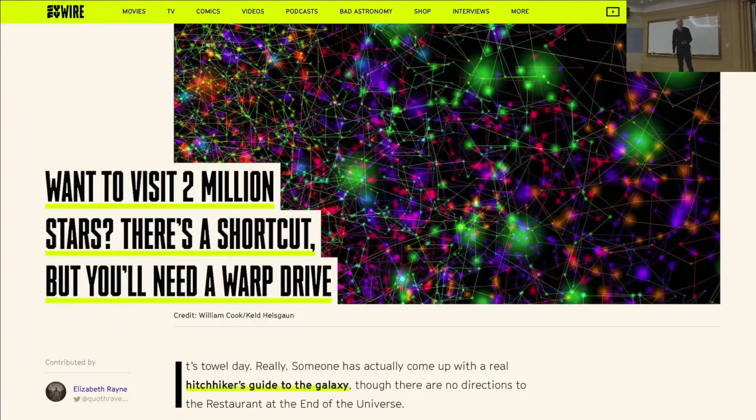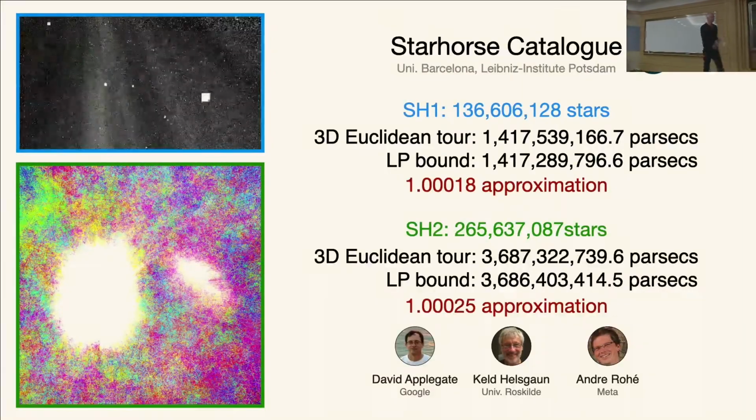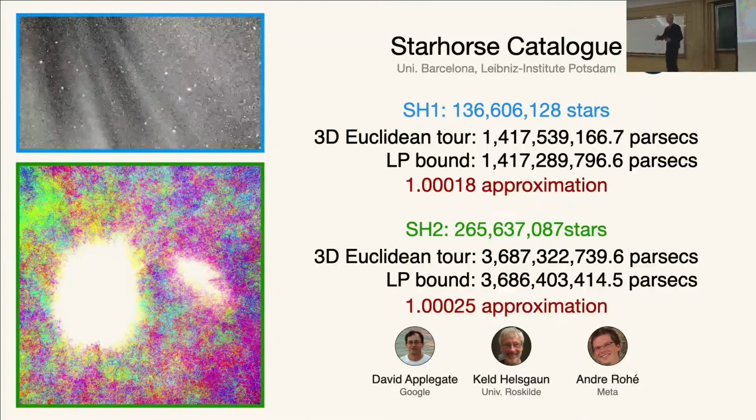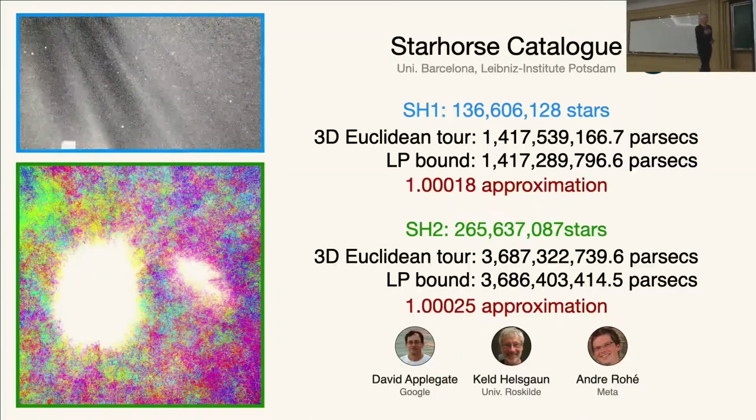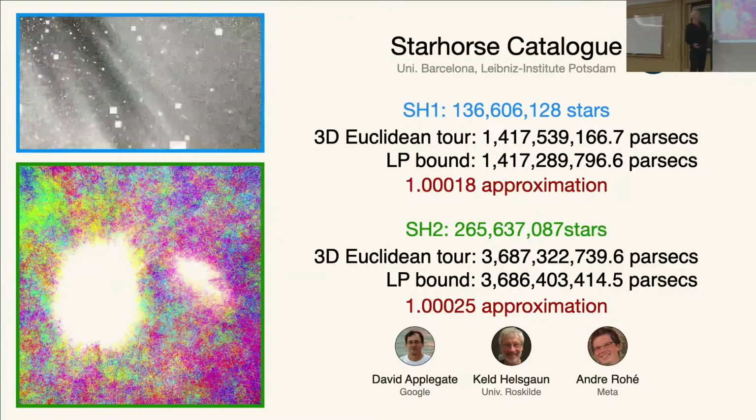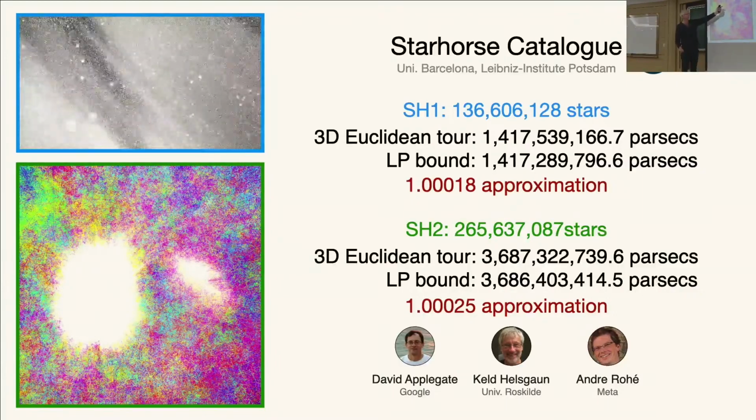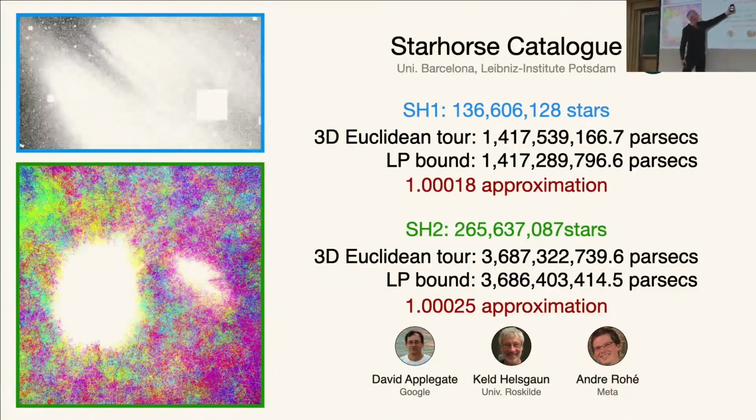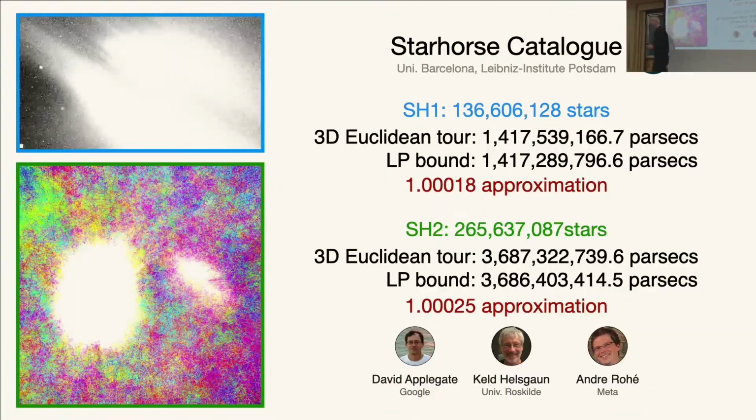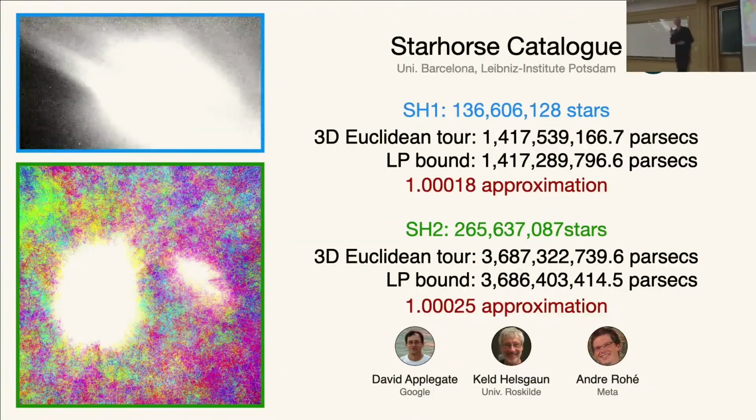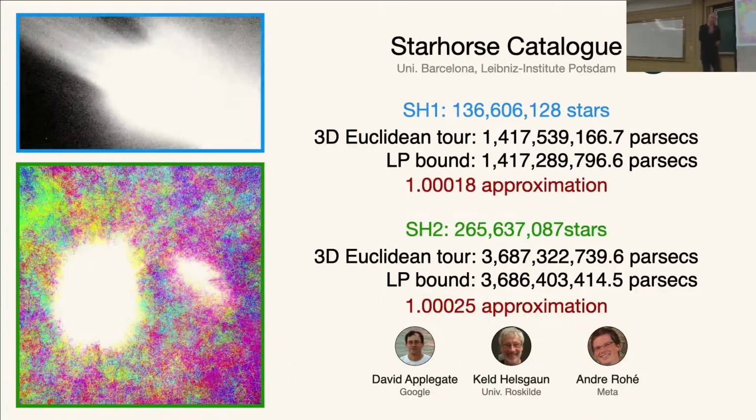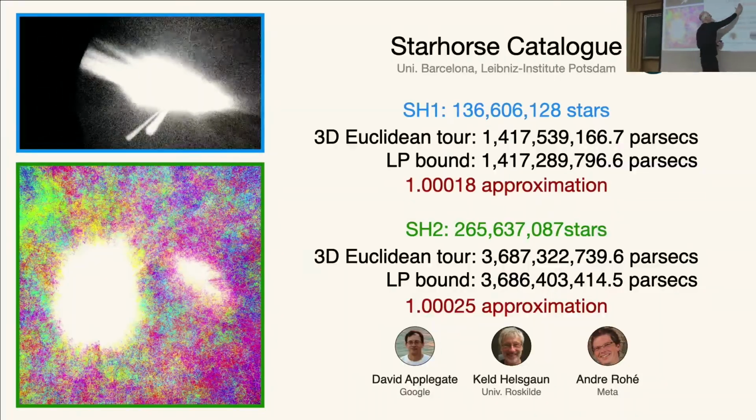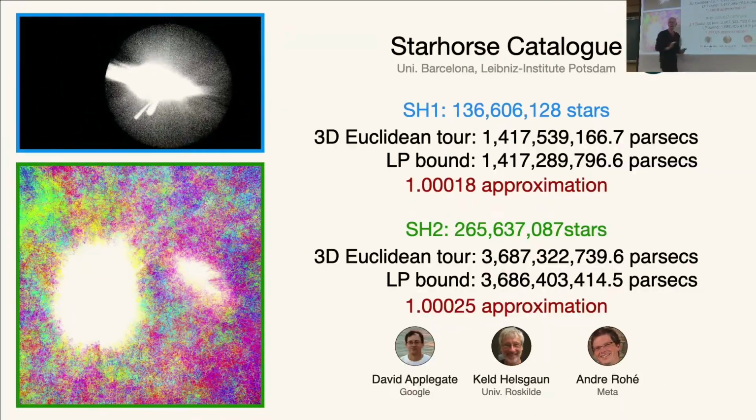This past year, together with Dave Applegate from Google and Keld, and Andre Rohe, who now works for Meta, we actually went up another factor of 100. We didn't solve, but got a good approximation for points with 100 million stars, or over 200 million. So we have 1.00018, which is good, but actually would like to do better. The reason is that commercial integer programming codes like CPLEX and Gurobi, if they get 1.001, so not the 8 there, so 4 zeros, they say you're optimum.